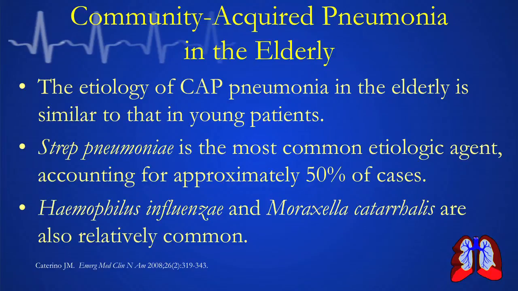We're going to talk about community-acquired pneumonia now, and then we'll talk about healthcare pneumonia. The etiology of community-acquired pneumonia is similar to that in young patients. Strep pneumo is the most common etiologic agent, accounting for about half of your cases. Haemophilus and Moraxella are also relatively common. So these are the patients that are getting Rocephin plus Zithromax or Levaquin.